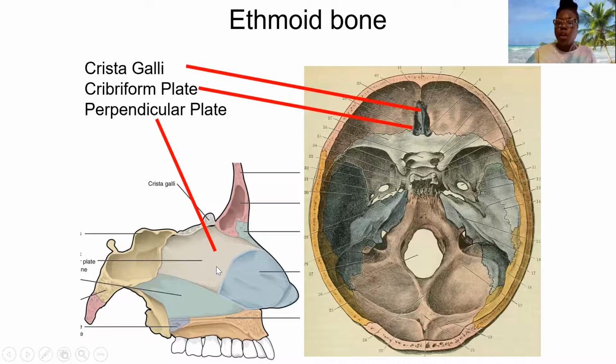The perpendicular plate also forms a part of the septum. And if you think about the septum, it divides right and left halves of the nasal cavity. And so that bone helps to form a part of that division.